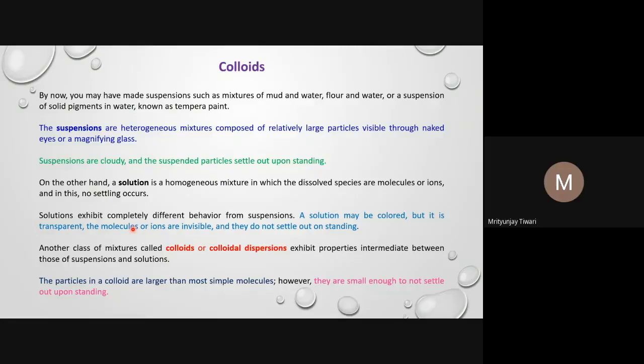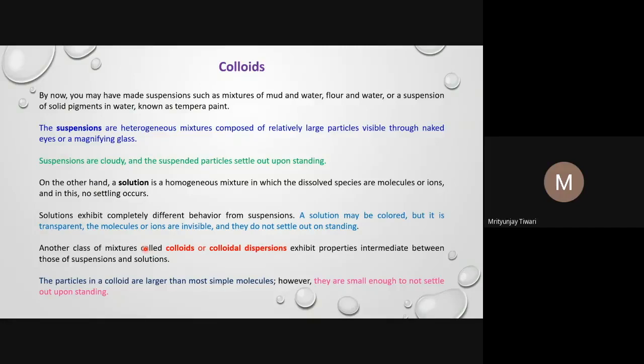A solution may be colored, but it is transparent. Suspensions are cloudy and usually opaque, but solutions are transparent, although they may be colored, like copper sulfate solution. If you look at copper sulfate solution, it is blue in color, but it is transparent. The molecules or ions in a solution are not visible.